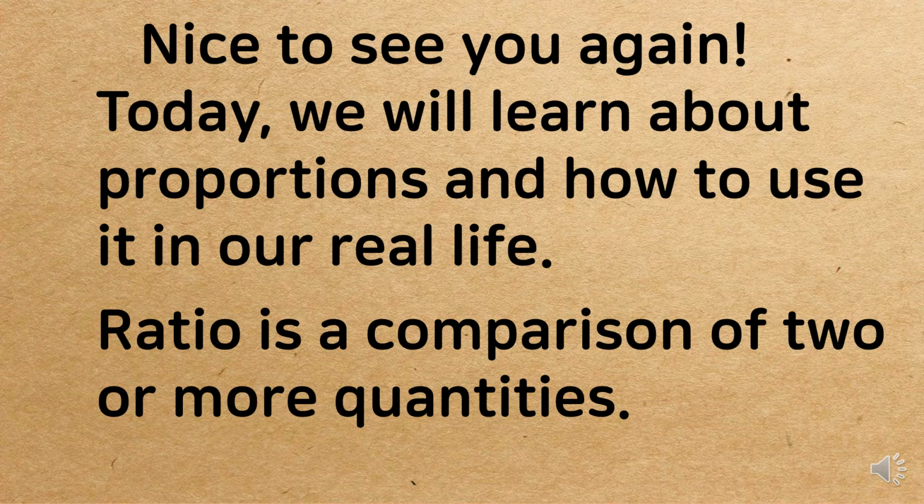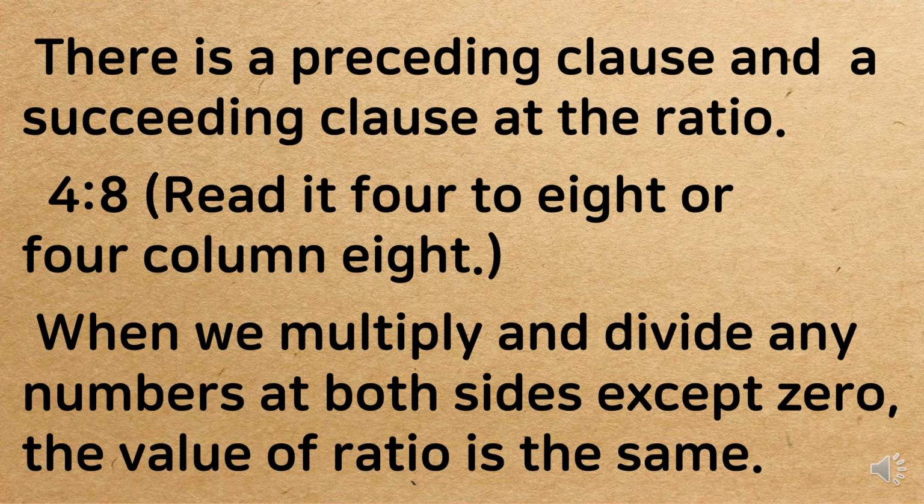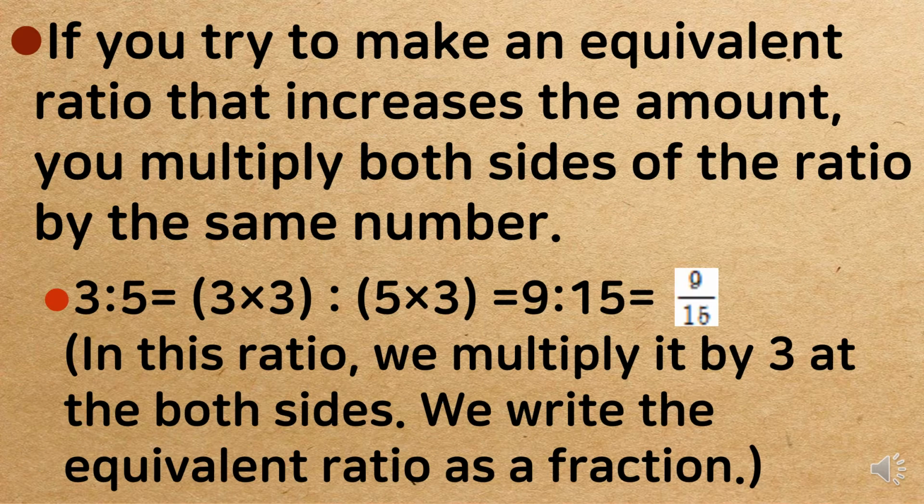Ratio is a comparison of two or more quantities. There is a preceding clause and a succeeding clause in the ratio. Read it as 4 to 8 or 4 colon 8. When you multiply or divide both sides by any number except 0, the value of the ratio is the same.